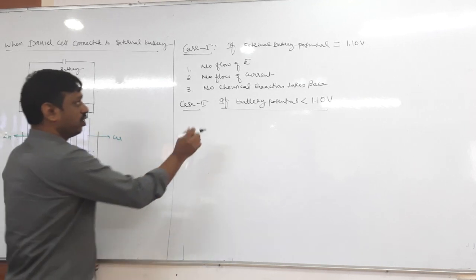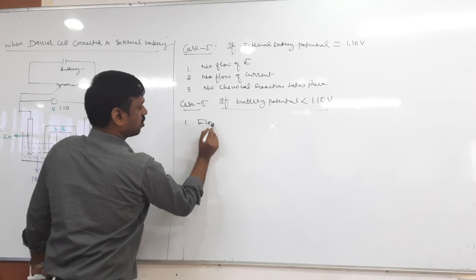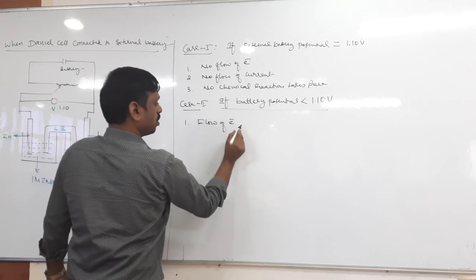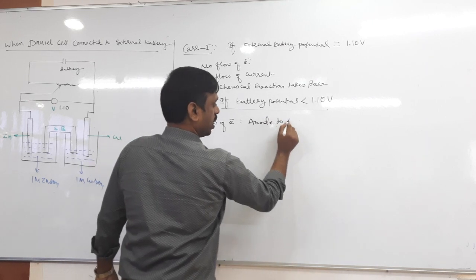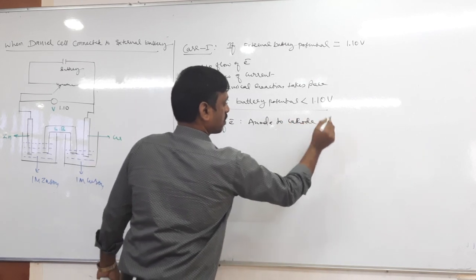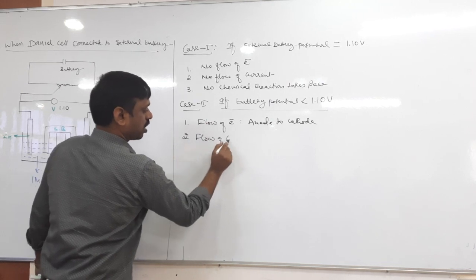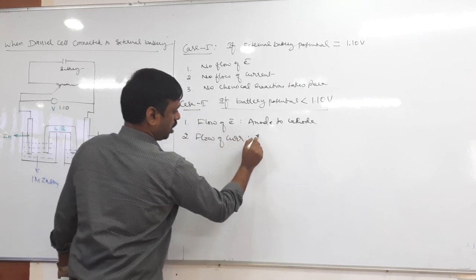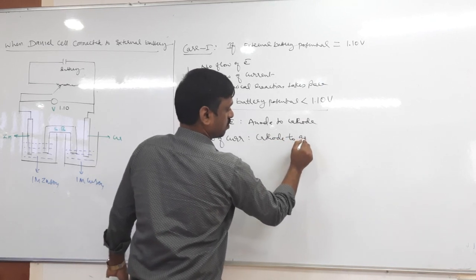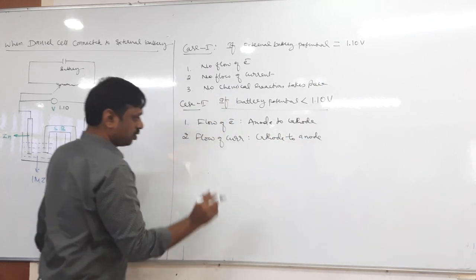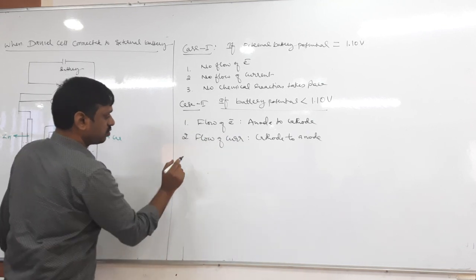Okay, therefore, one, what is the flow of electron? Anode to cathode. Two, what is the flow of current? Cathode to anode. And where is the reduction and which is the oxidation?